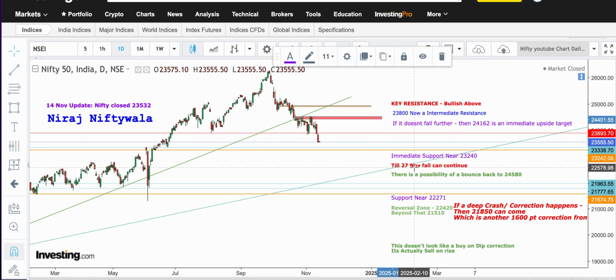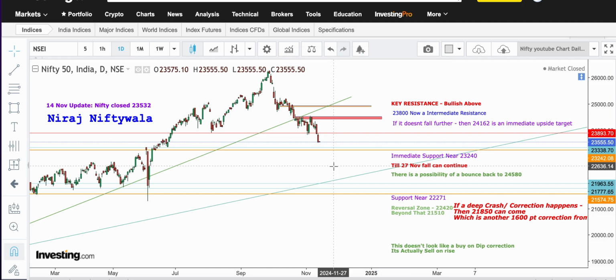So then the next question comes to, okay, if this crash continues, till when will it continue? I am seeing, as per my calculations, till 27 November there is no chance that there can be an upside move. There has to be a fall, and the continuation of fall has to continue till 27th of November, which is another 10-12 days. So 27 November is somewhere over here. So you can mark this till 27 November, fall can continue.